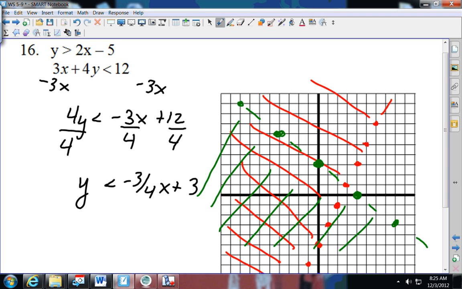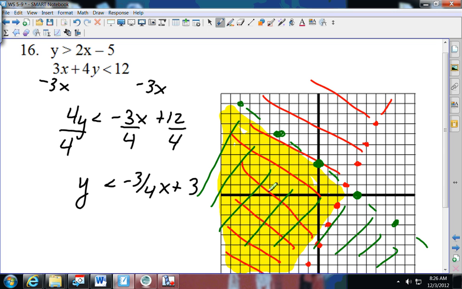Where do the two lines intersect? That little triangle portion right here. Be careful. Make sure you go to the boundary lines. Okay? So everything right there in that shaded area where the two lines intersect, anything in there could be a solution.